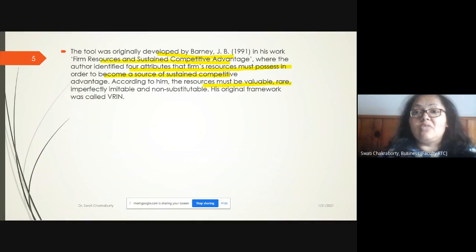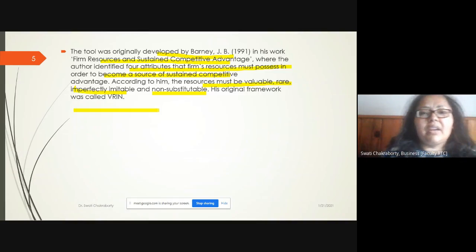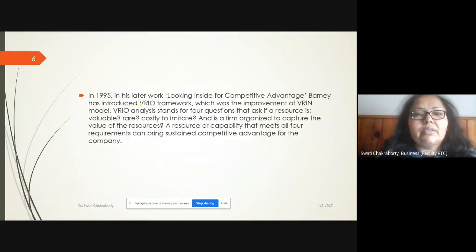V stands for valuable. R for rare. I for imperfectly imitable. And N for non-substitutable. So it was actually N. The original framework was called VRIN. Then later on it became VRIO.